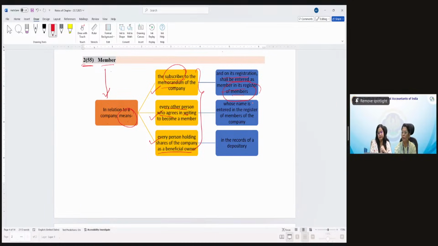In that case, you will only be a shareholder of the company. Now moving to the next part, where every person who agrees in writing, once they have agreed in writing to become a member, and their name is entered in the register of members of the company, they will be considered as a member. The main important thing is that they should be registered in the register of members. Their name should be entered over there. So entry in the register of members is important. Then next is every person holding shares of the company as a beneficial owner in the records of a depository.